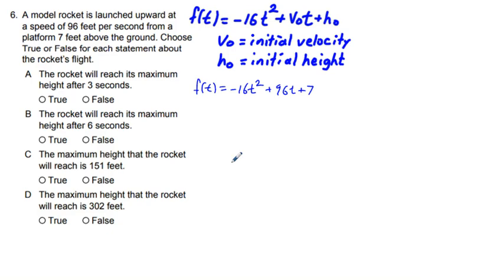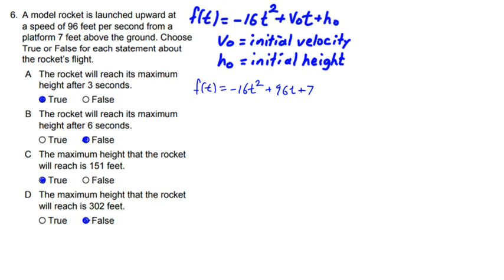So we can answer everything now. Yes, at 3 seconds we reach the maximum height. No, not after 6 seconds, after 3 seconds. The maximum height the rocket will reach is 151 feet. That is the truth. And 302 feet? No.